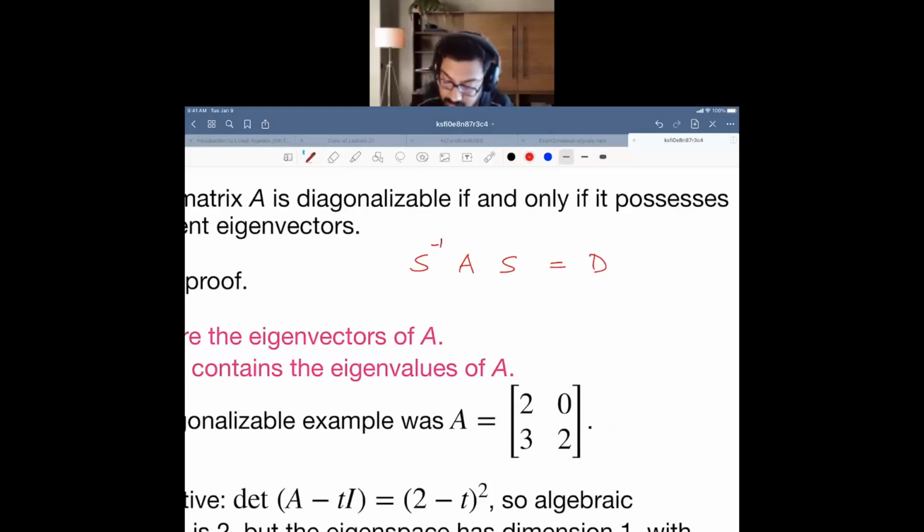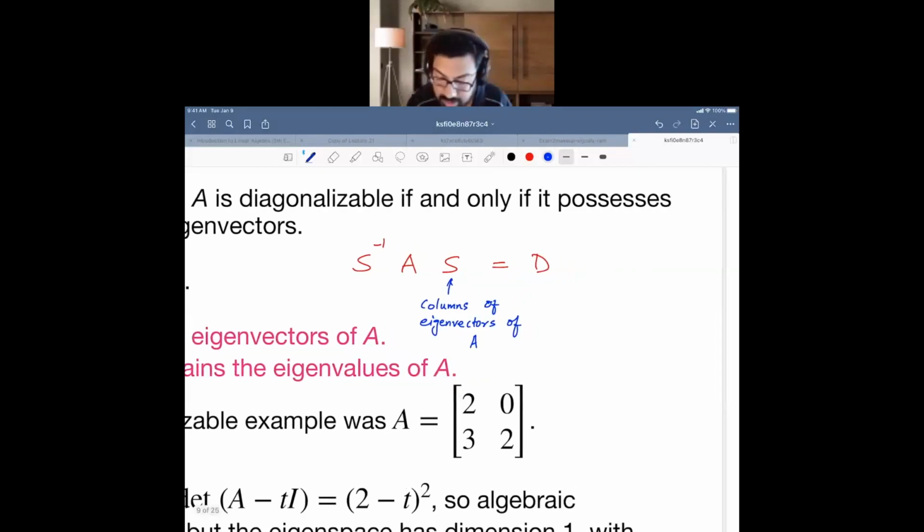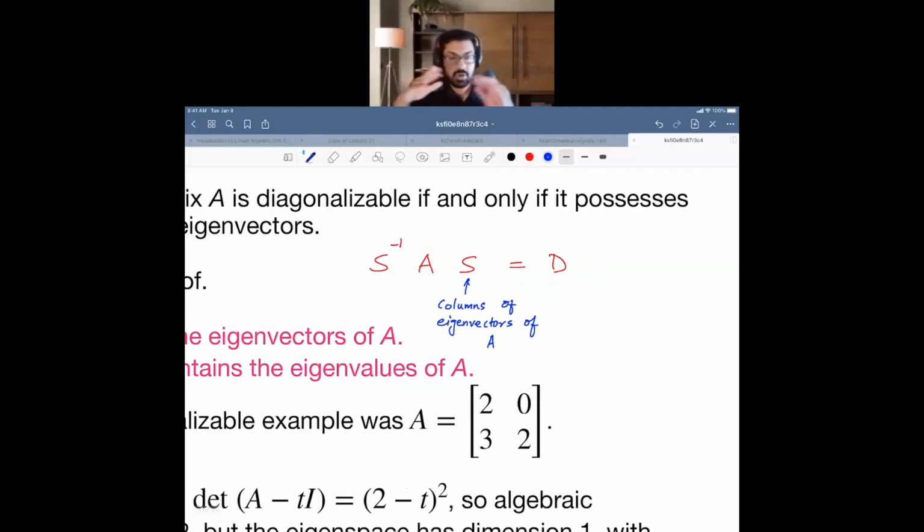Well, how did we make S? We made S by looking at columns of eigenvectors of A, right? So this S contains columns of eigenvectors of A. And when we carry out that multiplication, S inverse AS, you get a diagonal matrix. And a diagonal matrix has all elements 0 except for the diagonal elements. The diagonal elements are what? The eigenvalues of A, right? So the diagonal entries are eigenvalues of A.